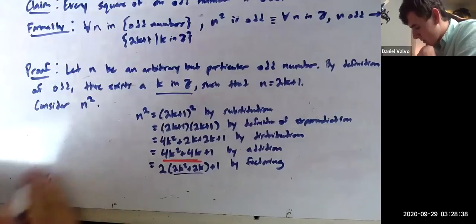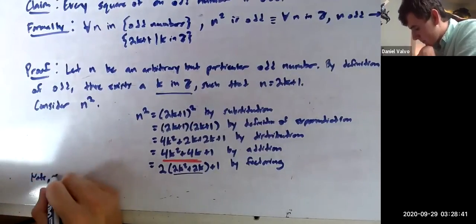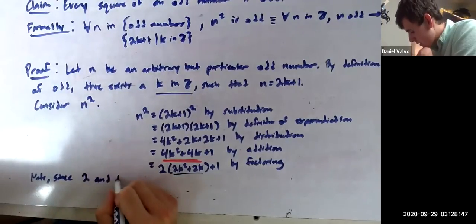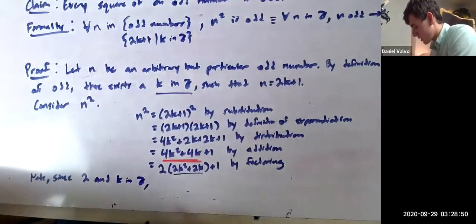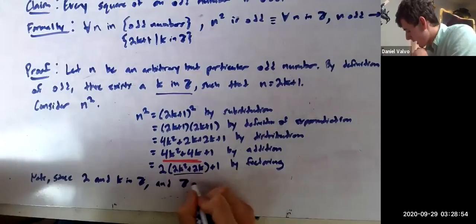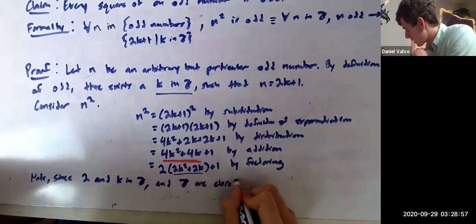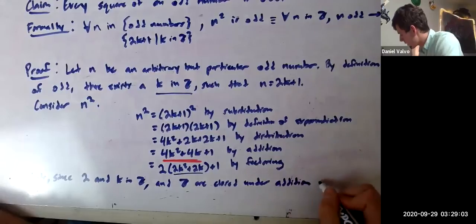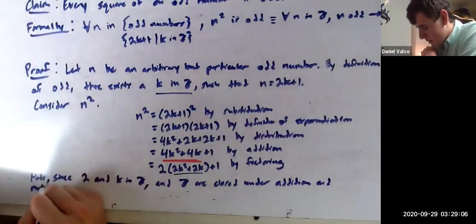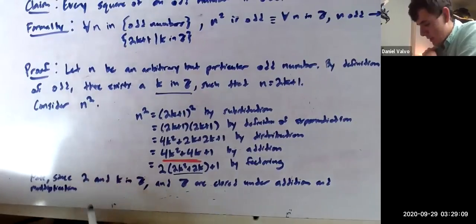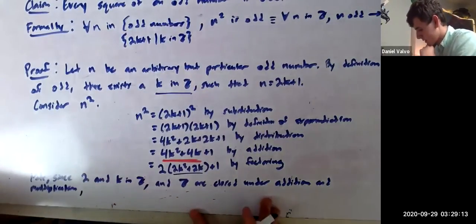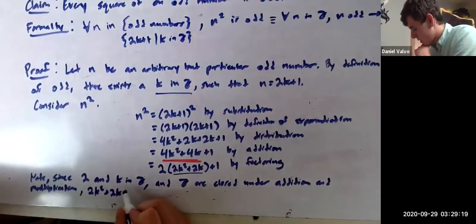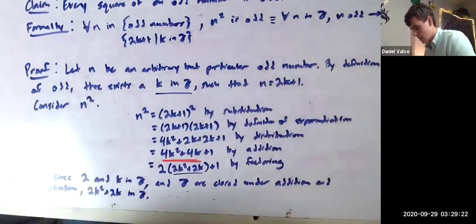Note that since 2 and k are integers, and the integers are closed under addition and multiplication, 2k squared plus 2k is in Z.